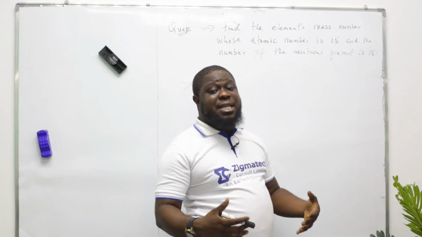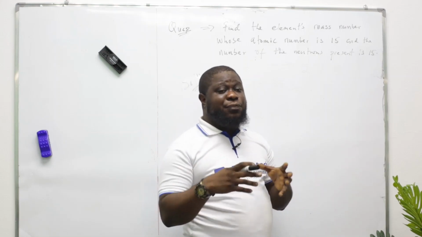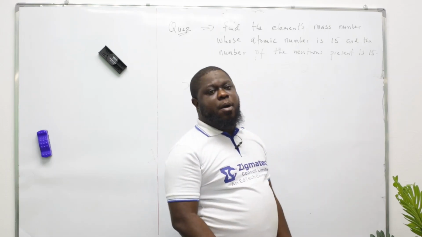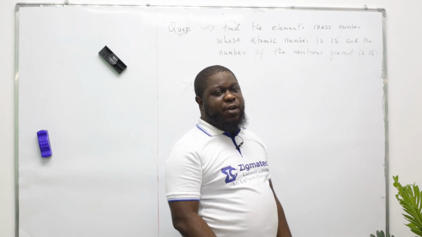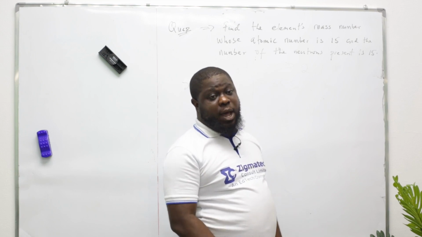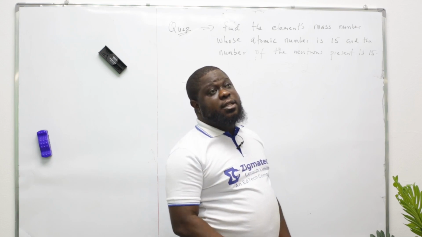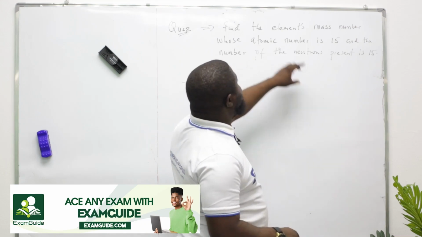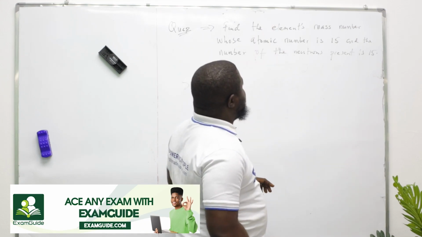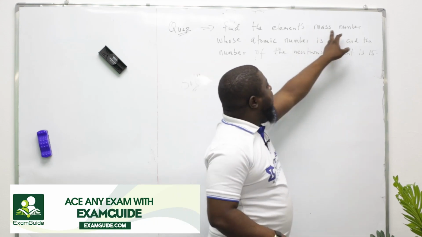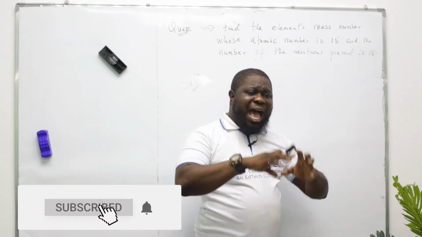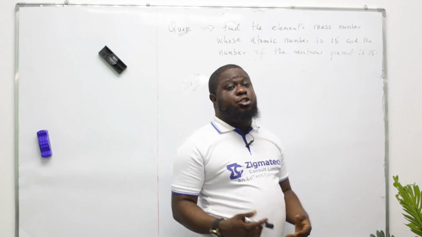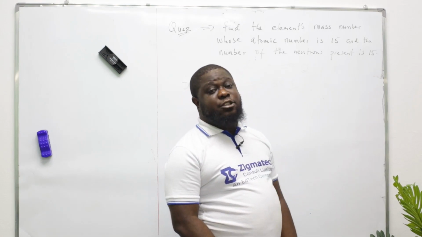So any element you find in the periodic table, each number that you see becomes the atomic number, becomes the proton. So if hydrogen is 1, then the number of protons of hydrogen is 1. If oxygen is the 8th element, then oxygen's number of protons is 8. Now, we said the atomic number is the number of protons. And they say find the element's mass number. I told you mass number is the number of protons and neutrons in an atom.